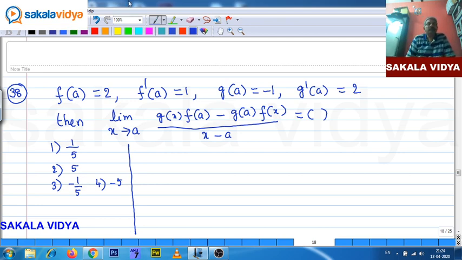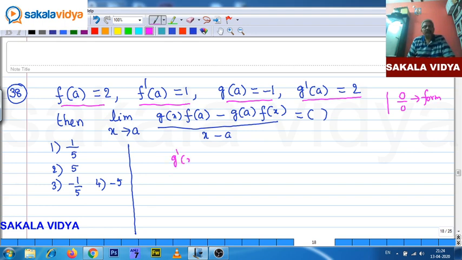Okay, now f of a equals 2, f dash a equals 1, g of a equals minus 1, g dash a equals 2. So if you substitute the values here, definitely you will get 0 by 0 form. So you need to apply LH rule. LH rule means g dash x into f of a, a constant, minus g of a into f dash x upon x minus a, whose differentiation is 1.